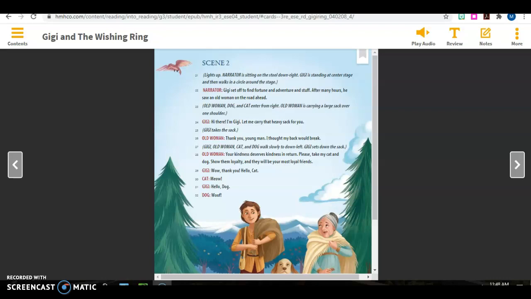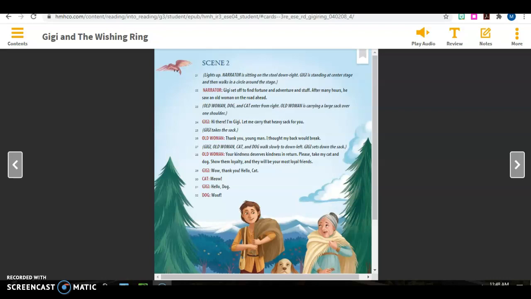Well, looking back on line 24, I see that Gigi says, "Hi there, I'm Gigi. Let me carry that heavy sack for you." Gigi is being kind and helpful to the old woman at that time. So then she is kind and helpful to him in line 28 when she says, "Your kindness deserves kindness in return. Take my cat and dog, show them loyalty, and they will be your most loyal friends."